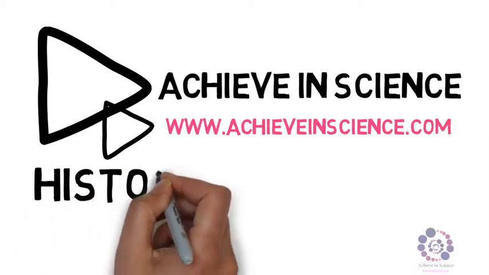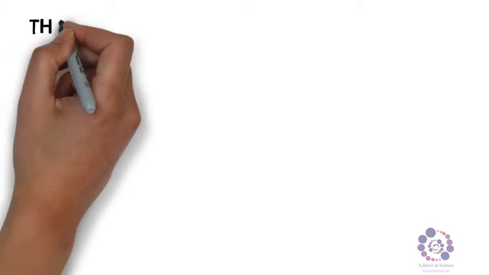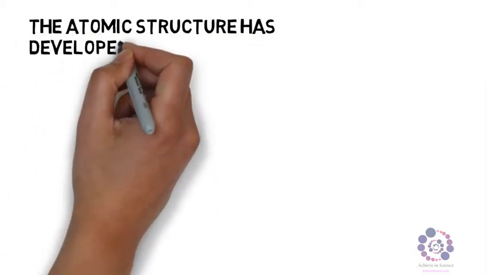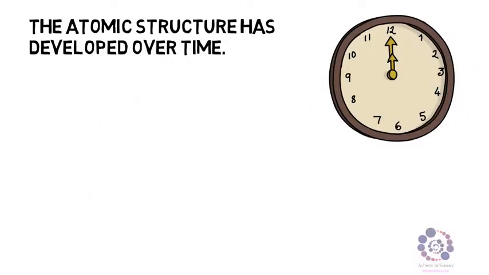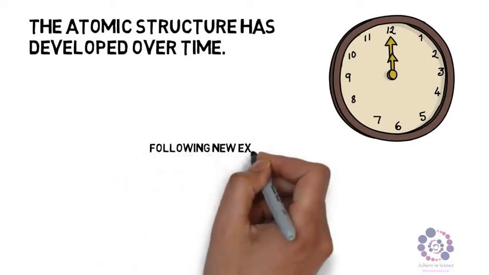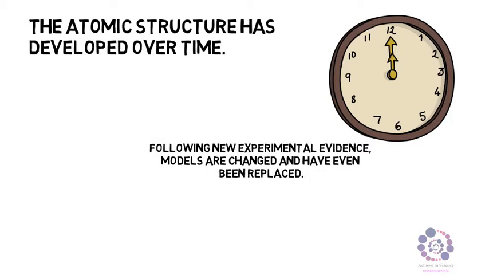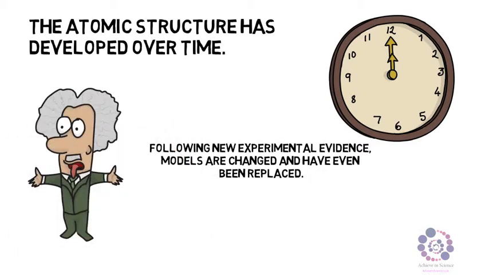This video is going to look at the history of the atom. So like many things, the atomic structure has developed over time. This is because, following new experimental evidence, models are changed and even have to be replaced. Let's have a look at the history then.